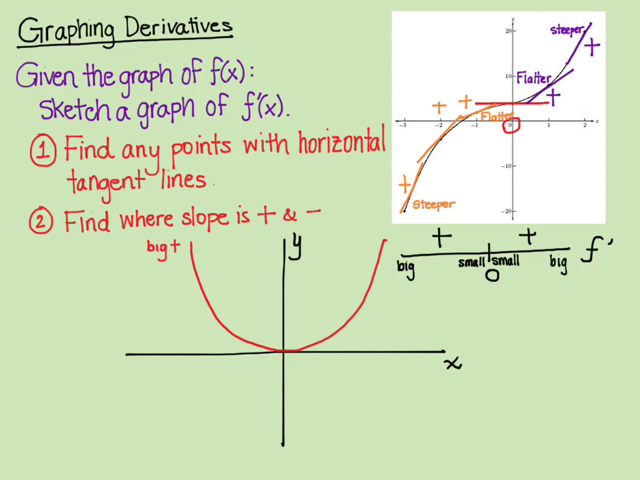So notice that the function that I've drawn here is a big positive number as we look at very negative values of x. It gets closer and closer to 0 and we get a smaller positive number until we get to 0, where it's actually equal to 0. Then as we move to positive values of x, we start at small positive numbers and we move up to big positive numbers. So this red function here is the derivative of f.